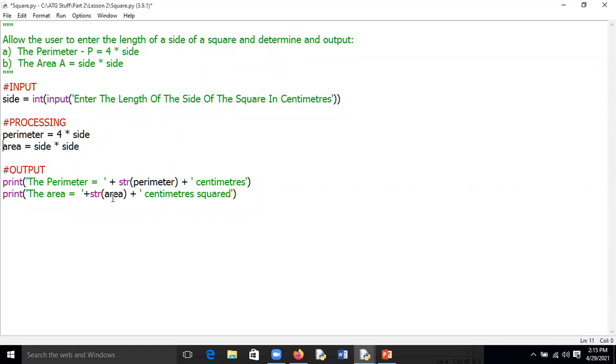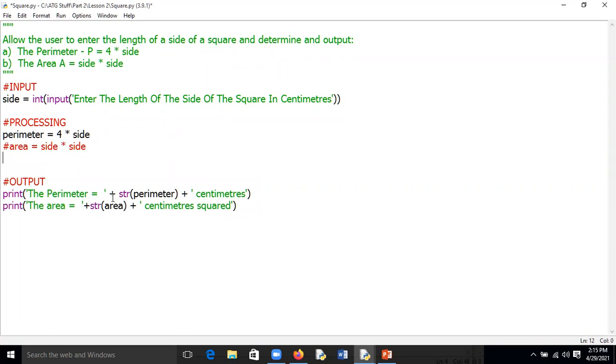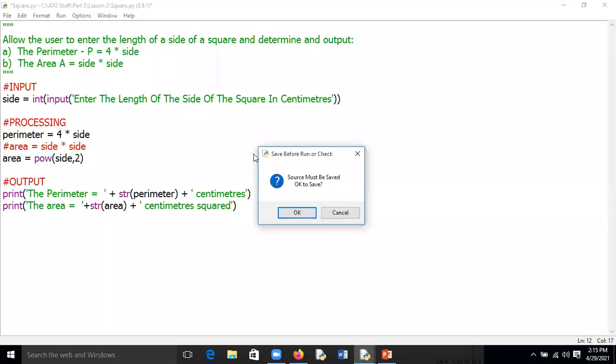Firstly, I'm going to make that a comment, because what is the other way of calculating the area? Remember this from yesterday? Pow. And basically it's the side squared, so it'll be to the power 2. See that? Okay, so we can either go and multiply it or we can do it this way. And there's one more way. We're going to look at that just now, right?